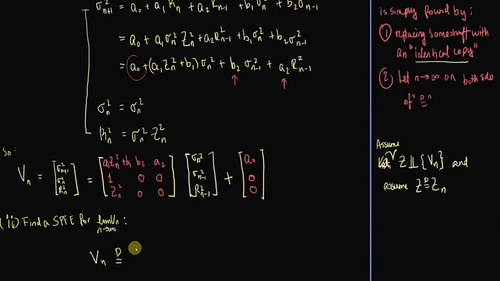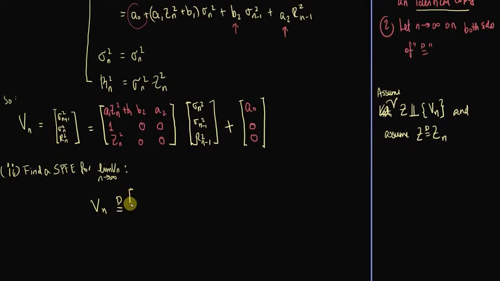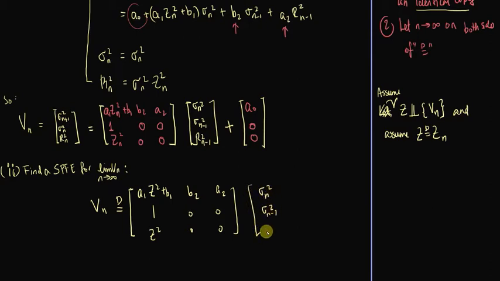Then what we have is that Vn will then have the same distribution as A1 Z squared plus B1, and then B2, A2. You have a 1, and you have a Z squared, and 0, 0, 0, 0. Plus the vector A, 0, 0.